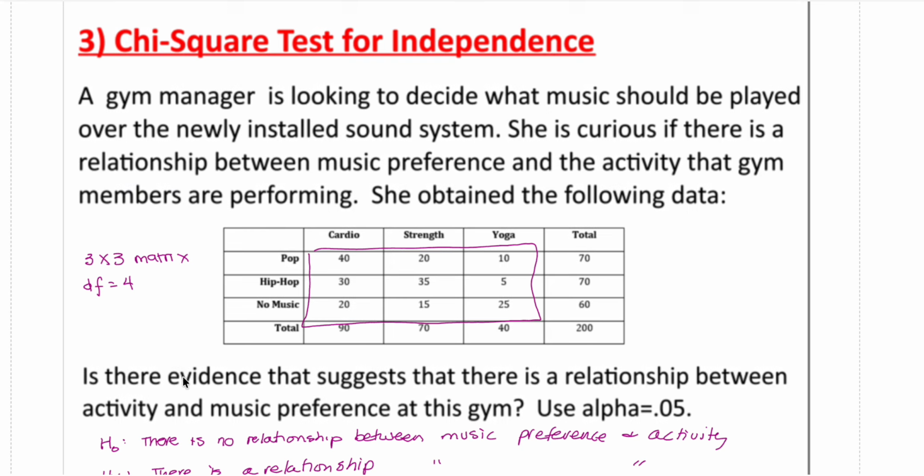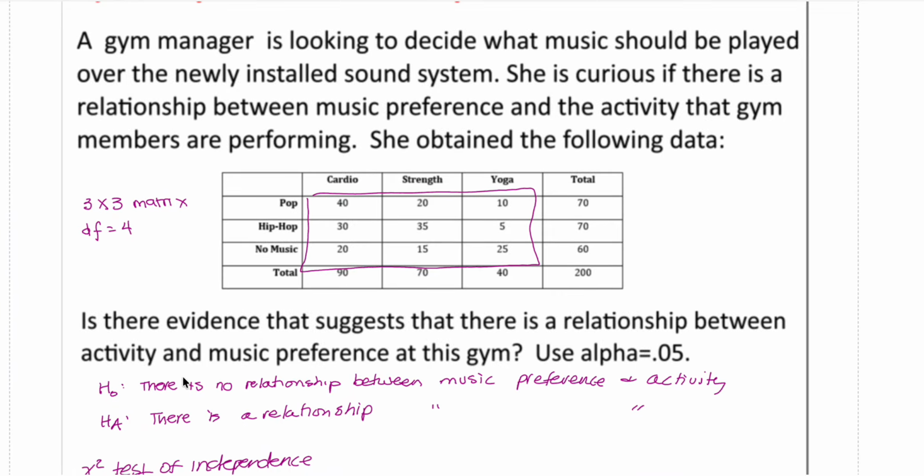Is there evidence that suggests that there is a relationship between activity and music performance at this gym? Use alpha equal to 0.05. So first of all, if I didn't give you any hint for either independence, homogeneity, or goodness of fit, how will you see this question? What types of method will you use? Stop for a second to think.